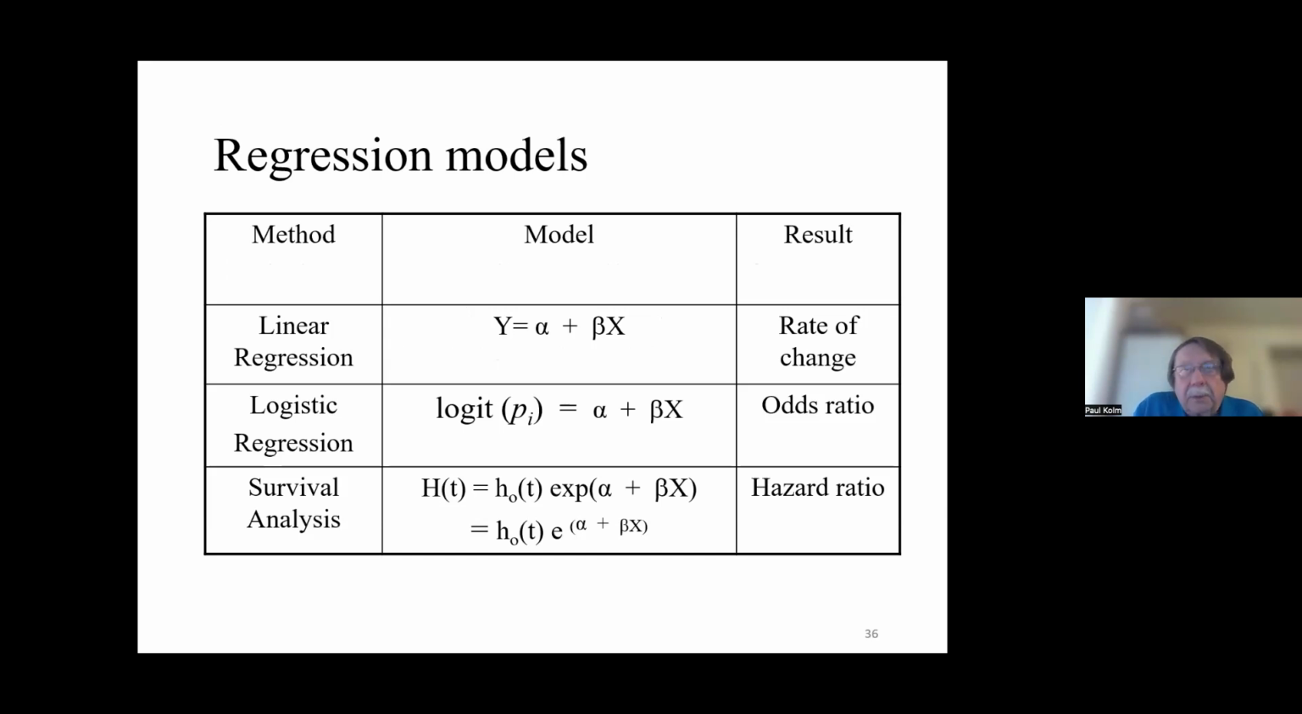And so when we look at linear regression, whether it's simple or multi-variable, our outcome or our result is a rate of change. In other words, for every unit increase in X, our independent variable, whatever that unit is, the regression coefficient beta indicates the change in our outcome or our dependent variable.